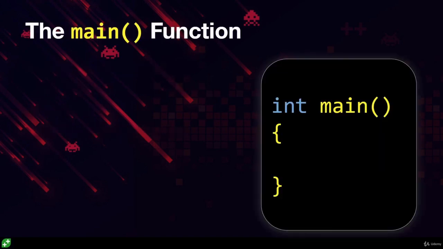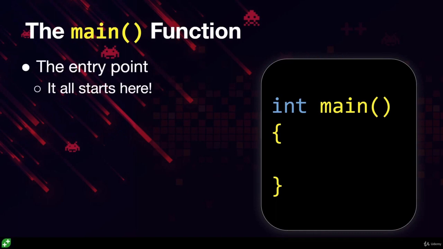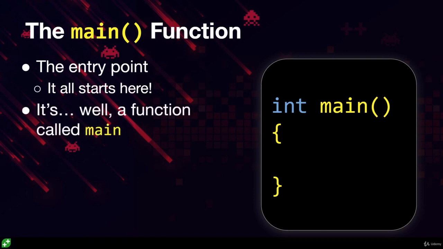You see, every C++ program has an entry point where the code execution starts. And in C++, that entry point is called the main function. And it's a function called main.